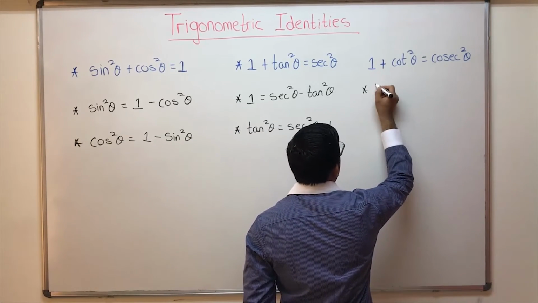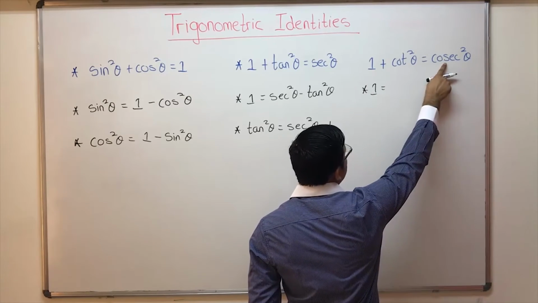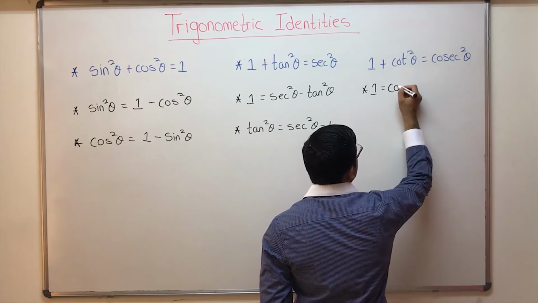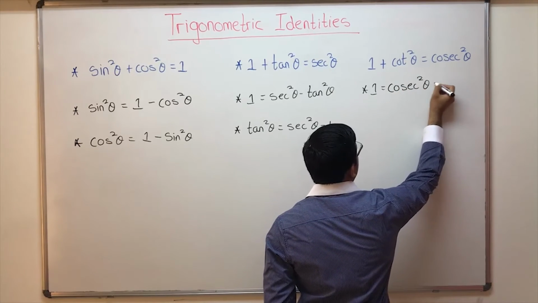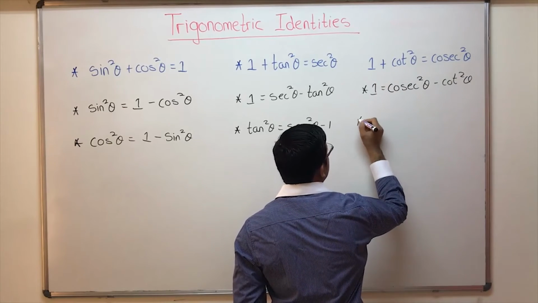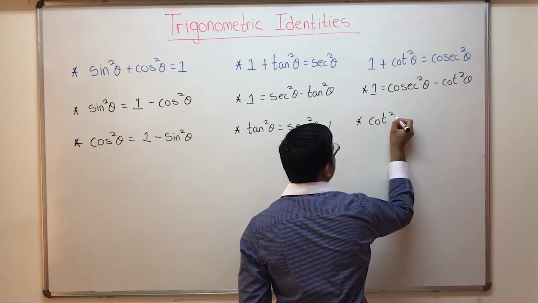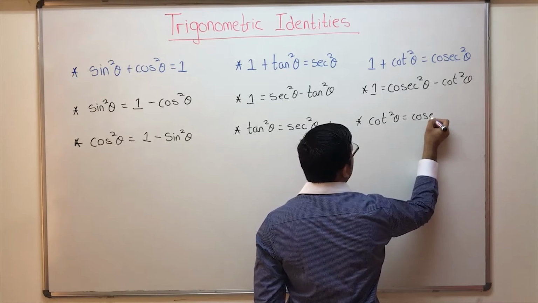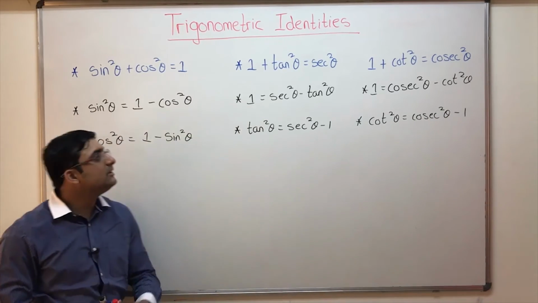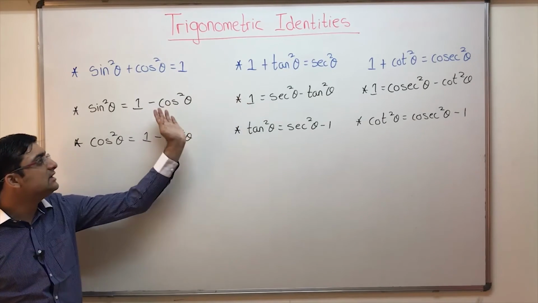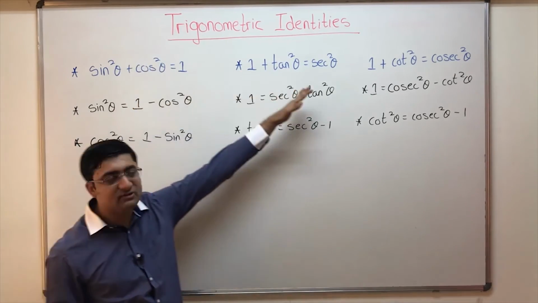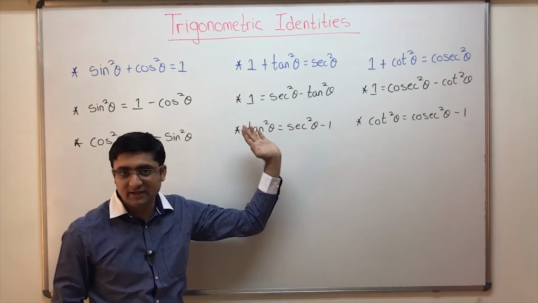Similarly over here, keep 1 over here. So we have 1 is equal to cosec square theta, cot square theta is being added here, other side will be subtracted. So cosec square theta minus cot square theta. Now keep cot square theta over here. So we get cot square theta is equal to cosec square theta minus 1. Is this clear? So all you have to remember is these three basic identities. The remaining you can always derive. Is this clear? So just remember these three identities and learn how to derive these.